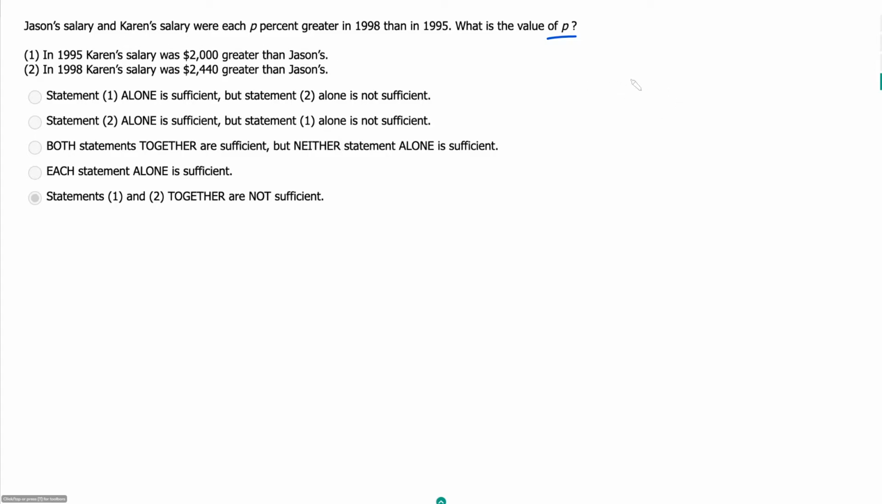So we got two salaries. We got Jason's and we got Karen's, and we have those salaries at 2 points in time. So we got 1995, then we got 1998. So if we start, and this is just from looking at the prompt, we'll say in 1995, Jason had a salary of J and Karen had a salary of K. So what does that mean their salaries were in 1998?